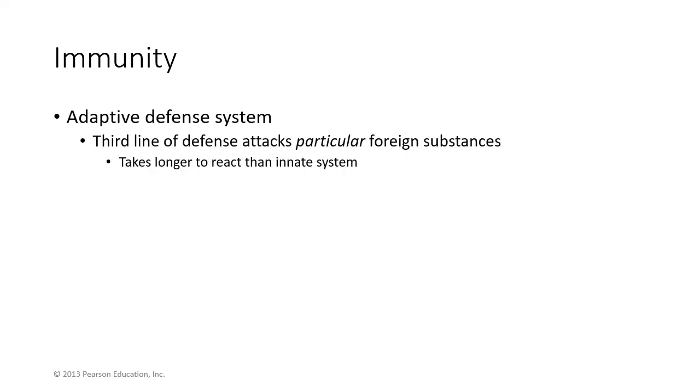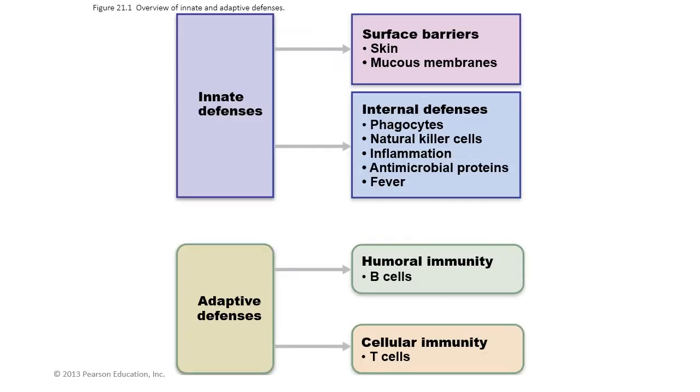Now, the third line of defense is called the adaptive defense system because it's more specific. And this line of defense is designed to attack a particular foreign substance. It takes longer to react than the first 2 lines of defense, but this one is very specific. So this is just an overview, 3 lines of defense, and then we'll go back and visit each one and talk about them in more detail.